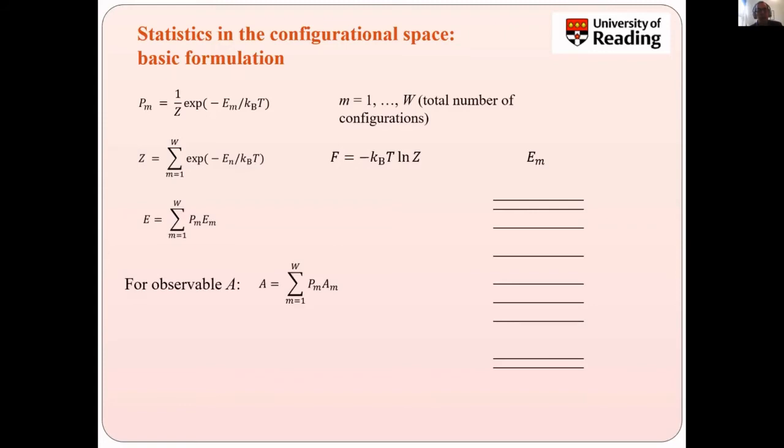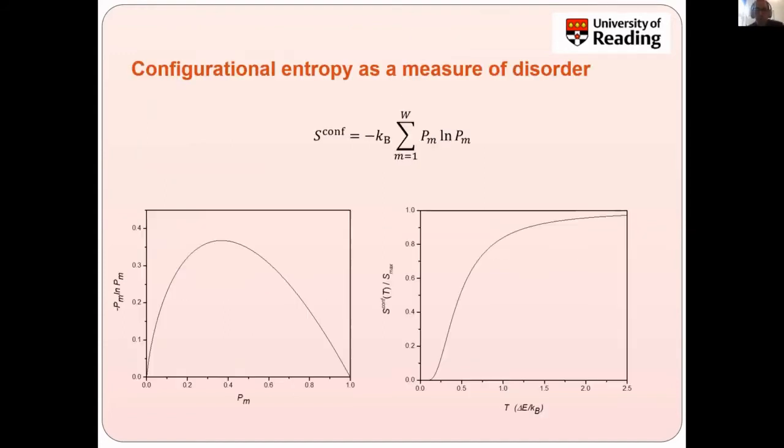So if you have the energy and you have the free energy, you can also obtain the entropy associated with the disorder, or the configurational entropy. And this configurational entropy can be very generally written as the sum of the probabilities multiplied by the logarithm of the probabilities. This is the basic formulation. I will extend it in a minute, but the configurational entropy is a measure of the degree of disorder in the system.